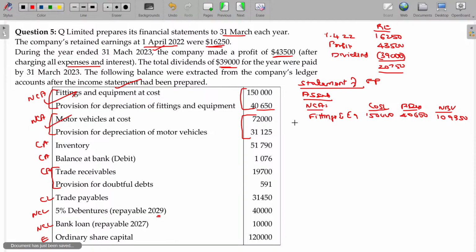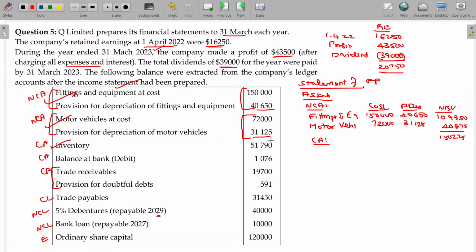Then we'll go for the motor vehicles. 72,000. And provision for depreciation being 31,125. After subtracting this value being 40,875. So the total of non-current asset being 1,50,225. Then we'll add the current assets with this.